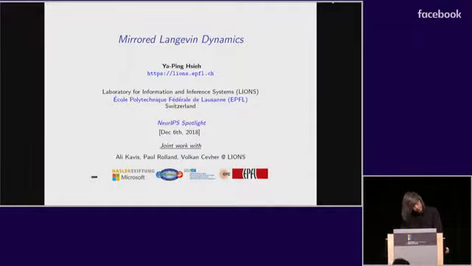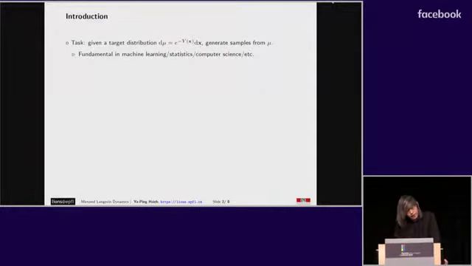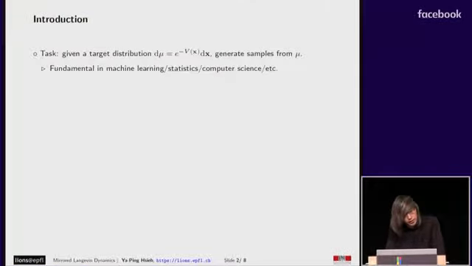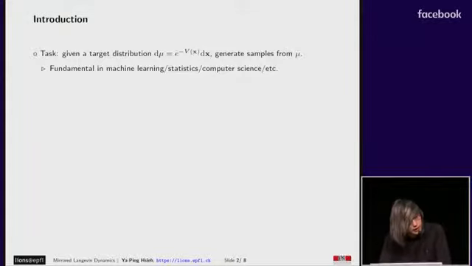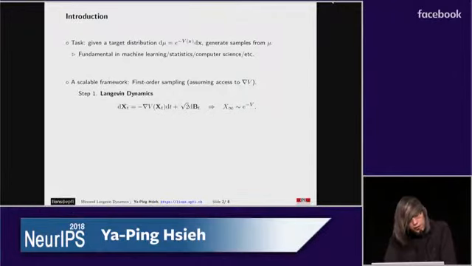Okay, so good morning, everyone. My name is Yaping. This is a joint work with Ali, Paul, and Volkan. So this talk is about sampling, which is a very fundamental task in machine learning, statistics, computer science, and so on. Let's say given a target distribution of the form e to the minus V, and we would like to draw samples from it. There's a very powerful framework in this regard that is called the Langevin dynamics.